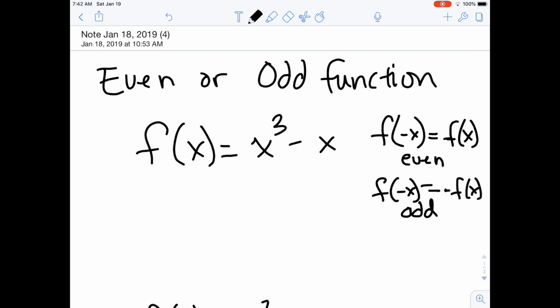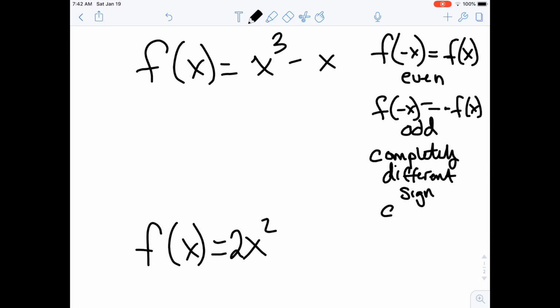And then if you get something that does not match at all, no sign change, completely different, then it's neither.